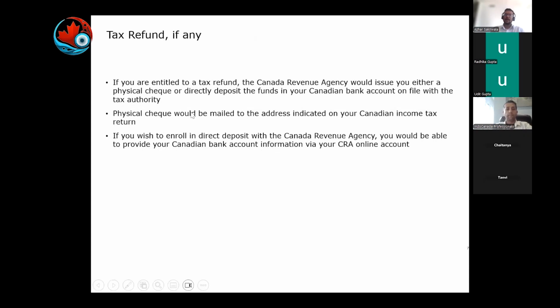If you are entitled to a tax refund, the Canada Revenue Agency would either issue a physical cheque at the address which you mentioned in your return, or if you have updated your direct deposit details for your Canadian bank account on file, your refund will be credited directly into your bank account. It is always advisable that once you obtain access to the CRA online portal, you should update your bank details, because there are many cases where people move or change their homes and the refund cheques are issued at the previous address where they cannot retrieve mail. So that can cause a lot of inconvenience in reclaiming your refunds.